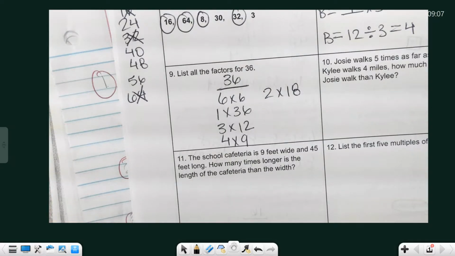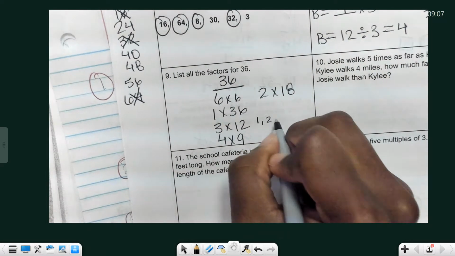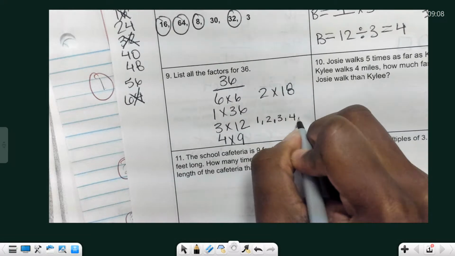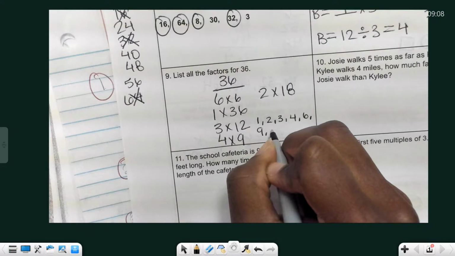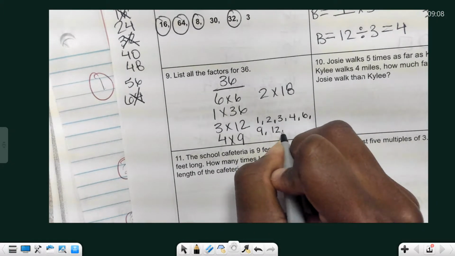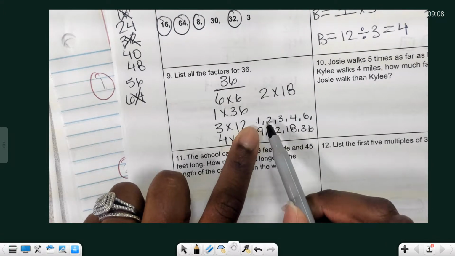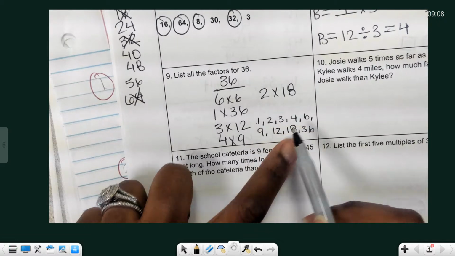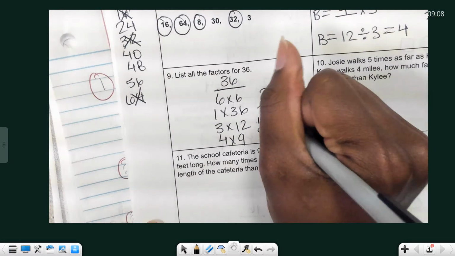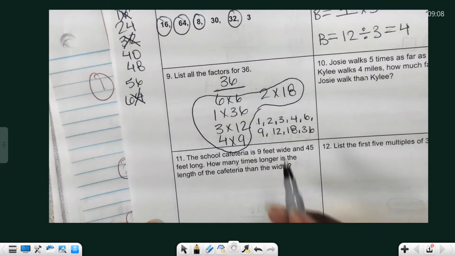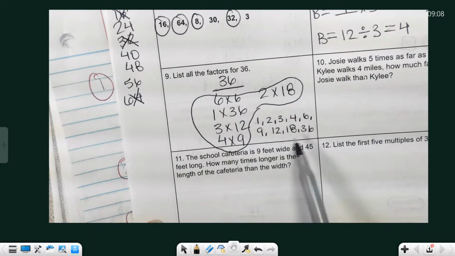So now we have to list it in order from least to greatest. So we have 1, 2, 3, 4, 6, 9, 12, 18, 36. So let's go back through your list. 1, 2, 3, 4, 6, 9, 12, 18, 36. Keep in mind, we are listing these numbers in order from least to greatest. So whatever you put for the factor pair, you take those numbers from least to greatest and you list them.